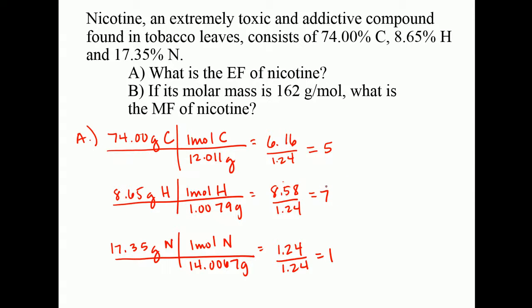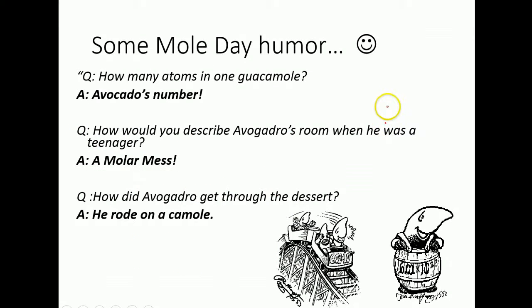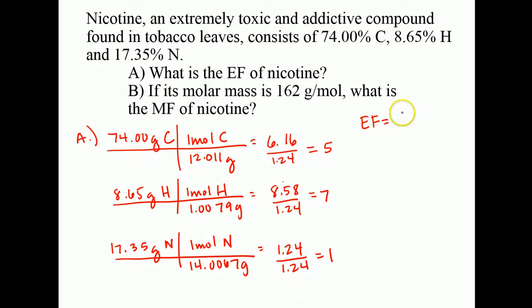So this time we don't have a number that's 0.5 or 0.25 or 0.33 repeating. There's no recognizable fraction here. They are all close to whole numbers. So this time we don't have the added step of multiply till whole. So our empirical formula is C5H7N. That's letter A.